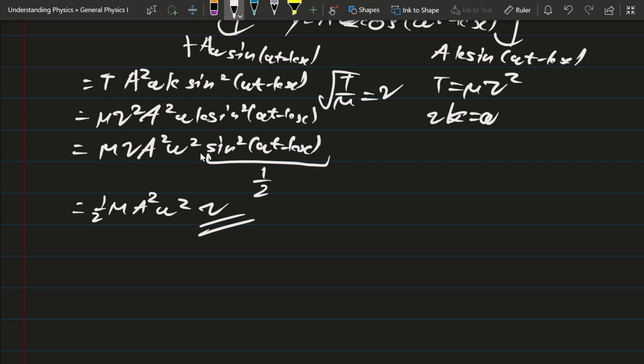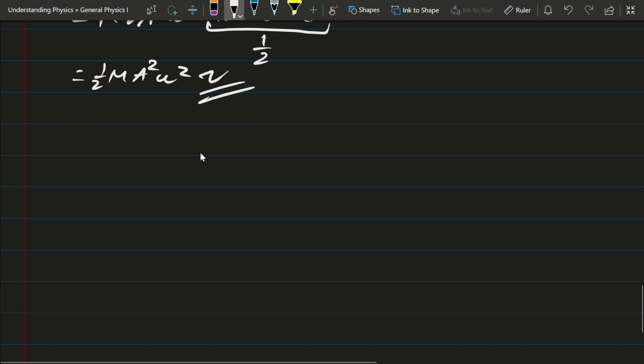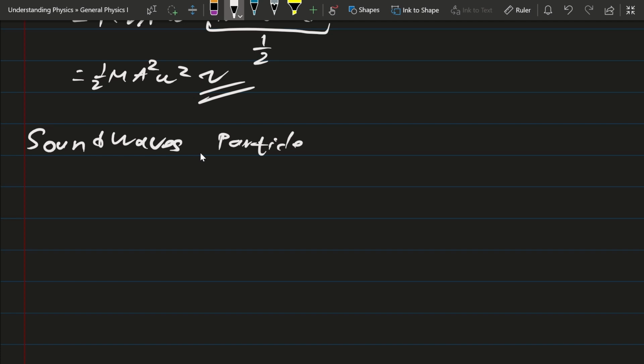So we have already talked about these mechanical waves. There are some other types of mechanical waves. One of them is sound waves. Sound waves are basically mechanical waves that come from the vibration of particles, and these are normally longitudinal waves.